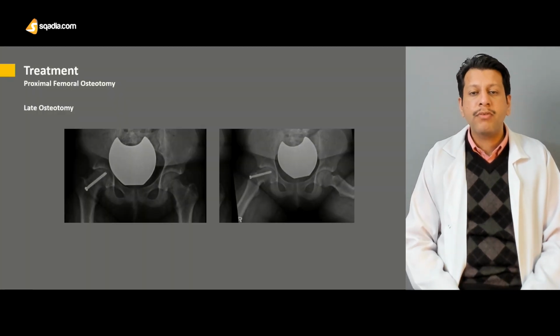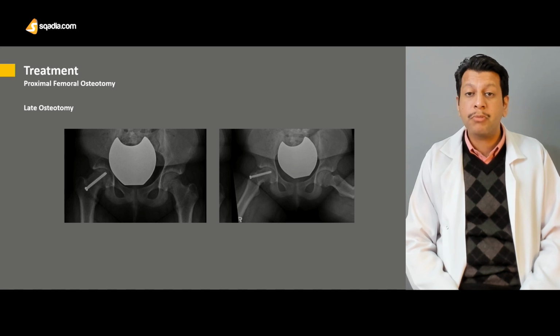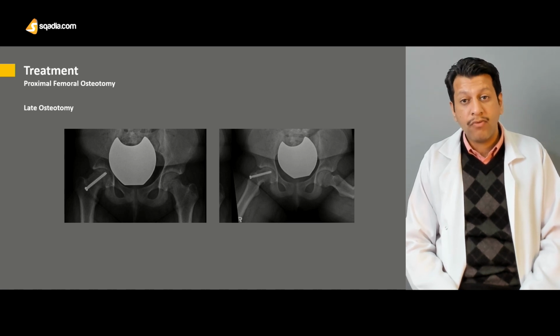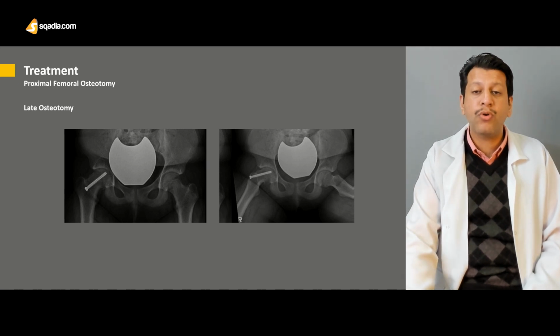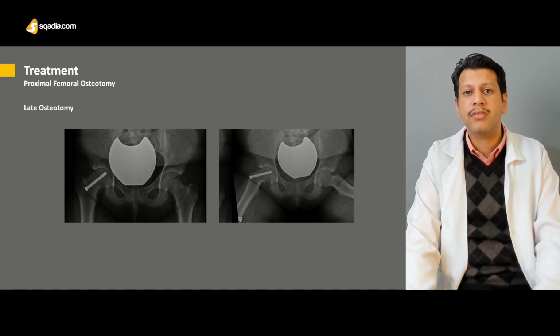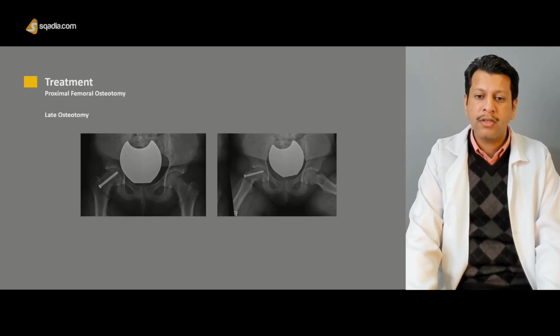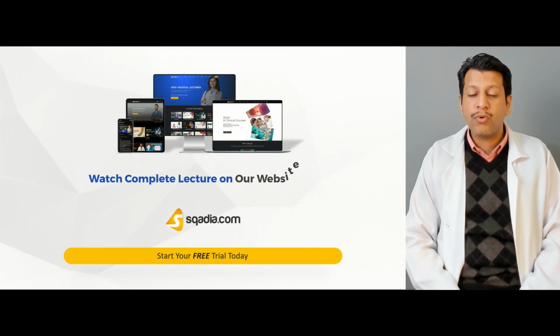Then from that onward, we'll move on towards the role of late osteotomies. What are the different osteotomies which can be done at the level of the acetabulum to correct the acetabular retroversion, and then how to go about it when we are doing osteotomy of the acetabulum, and how to fix the proximal femur as well.